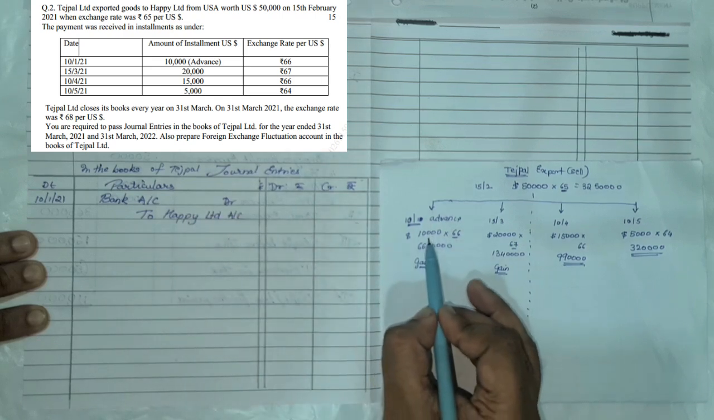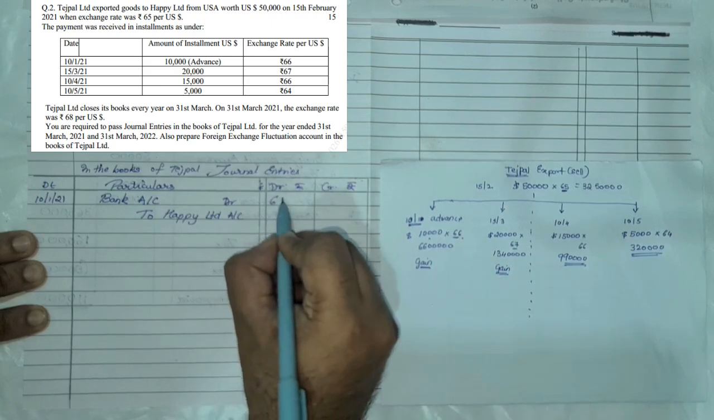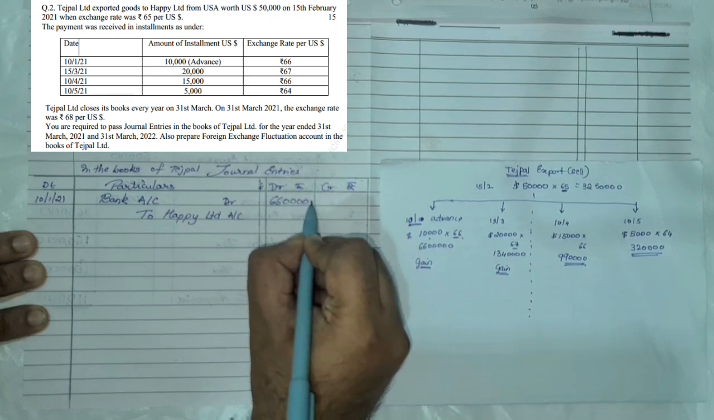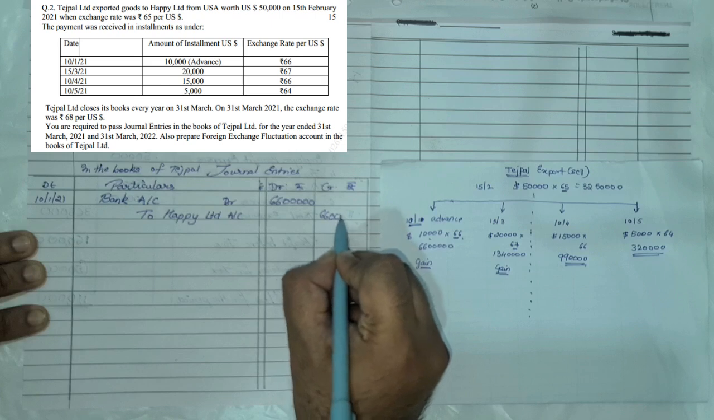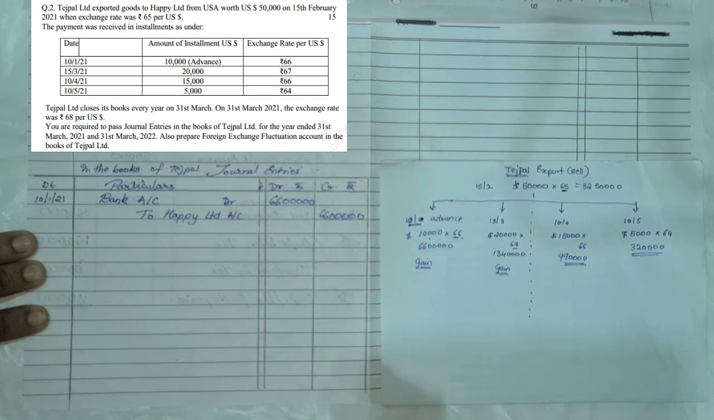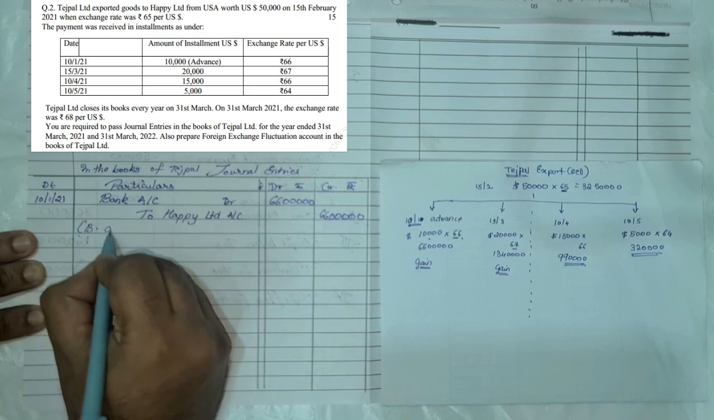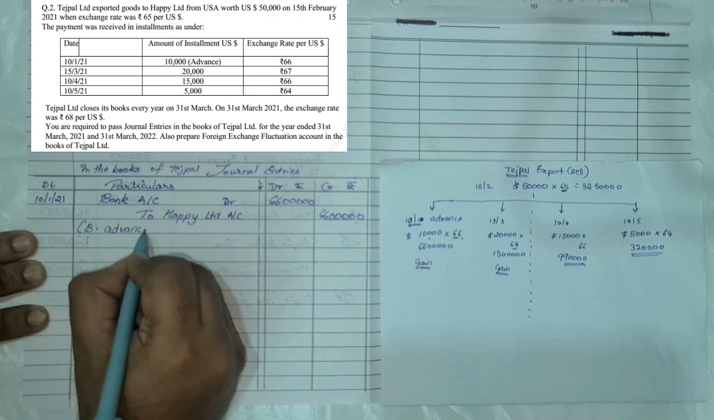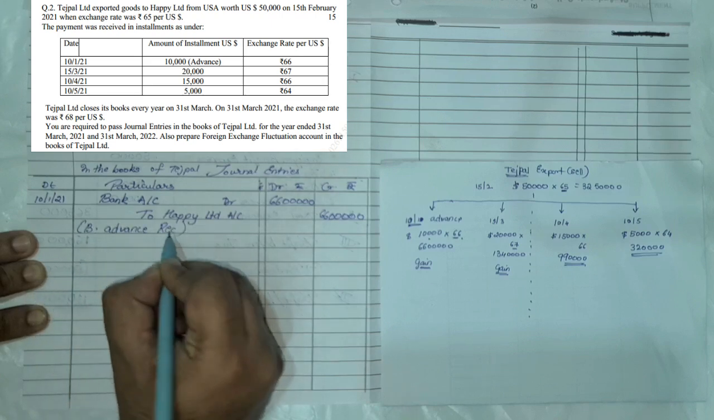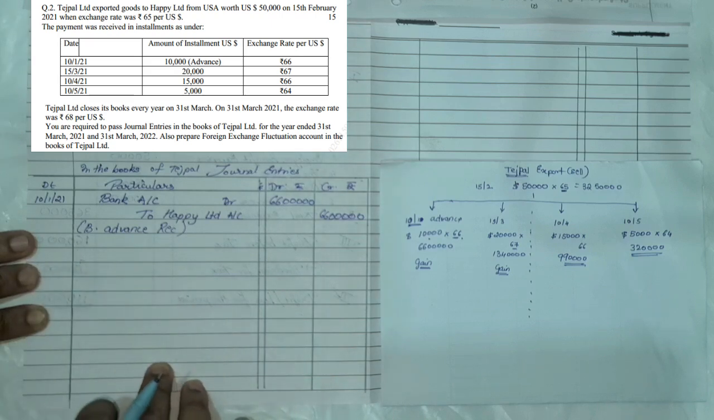Amount, we have already got $10,000 into 66, that is 66 lakhs. So advance, whenever you receive, you just have to pass a normal entry, money coming in. Okay, adjustment, the narration being advance received. Okay, our first journal entry has been passed.